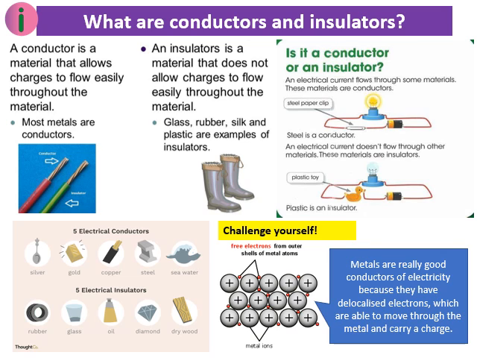The reason that metals make such good conductors is because they have something called delocalised electrons, and that's electrons that can move through the metal. They can go wherever they want in the metal, and they can carry electricity. It's very clever.